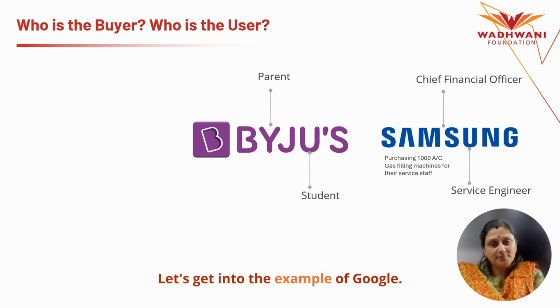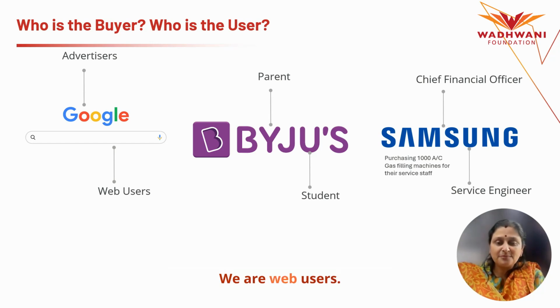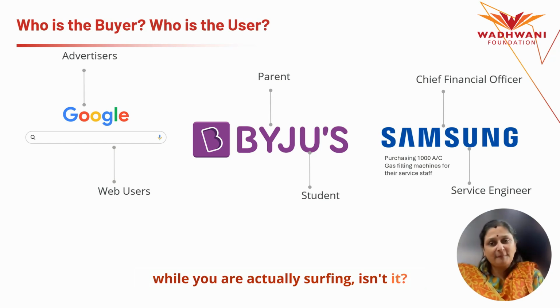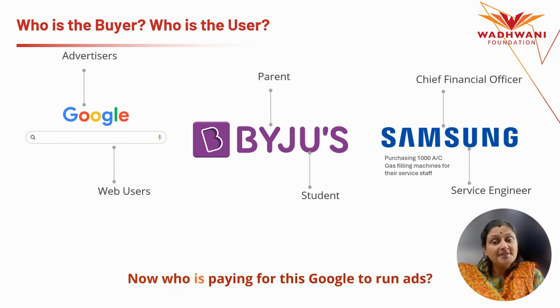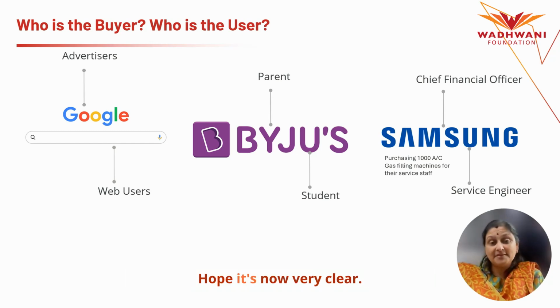Let's get into the example of Google. You and I constantly use Google. So who are we? We are web users. Now, you get to see a lot of advertisements while you are actually surfing, isn't it? Now, who is paying for Google to run ads? These advertisers are the buyers for Google. Hope it's now very clear.